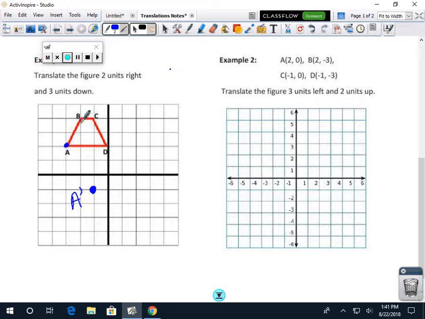All right, so now I'm going to take point B. I'm going to go 2 units to the right and 3 units down. So that point will be B prime. Okay, I did the same thing for C. I'm going to go 1, 2, and then down 1, 2, 3. And D. 1, 2, 1, 2, 3. Okay, and then we can connect our image to make the shape.